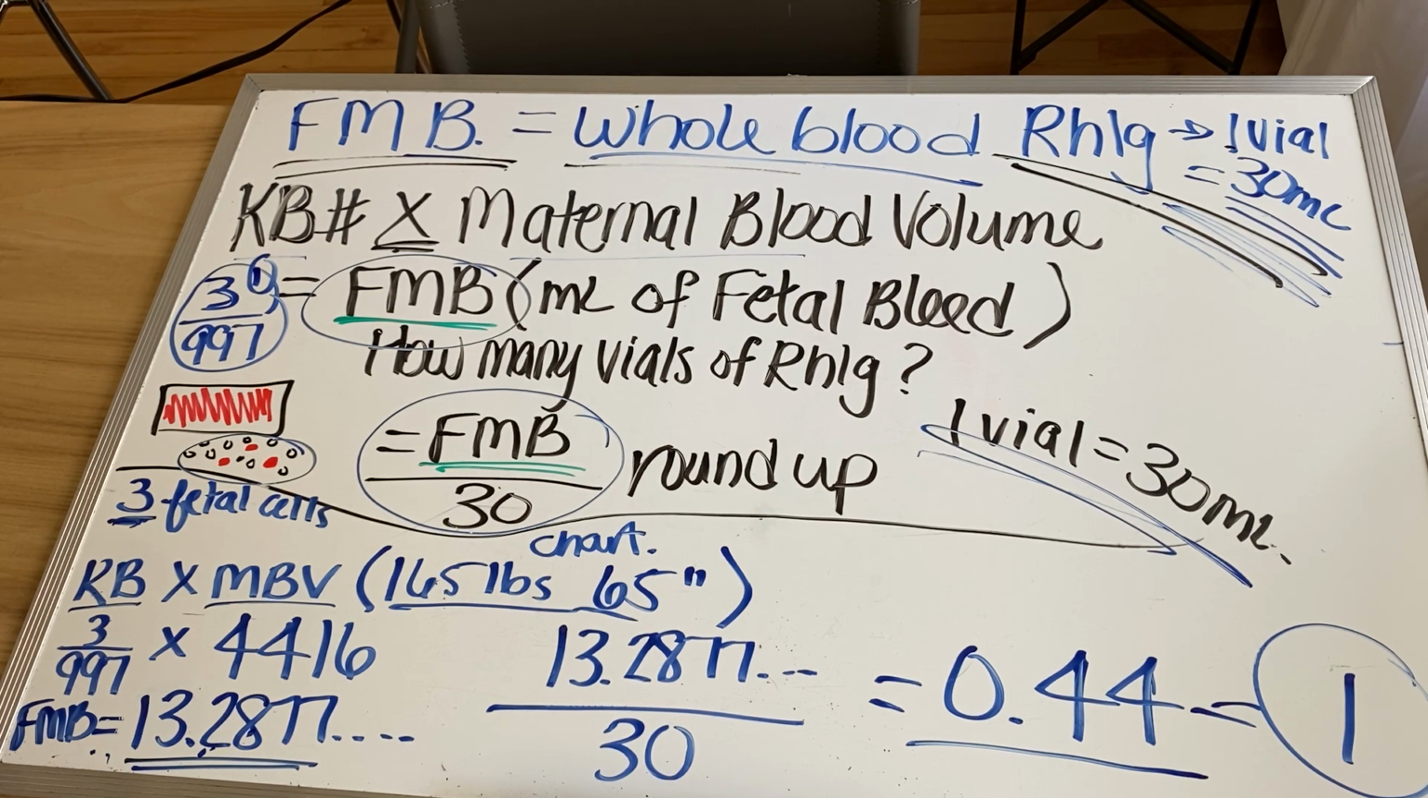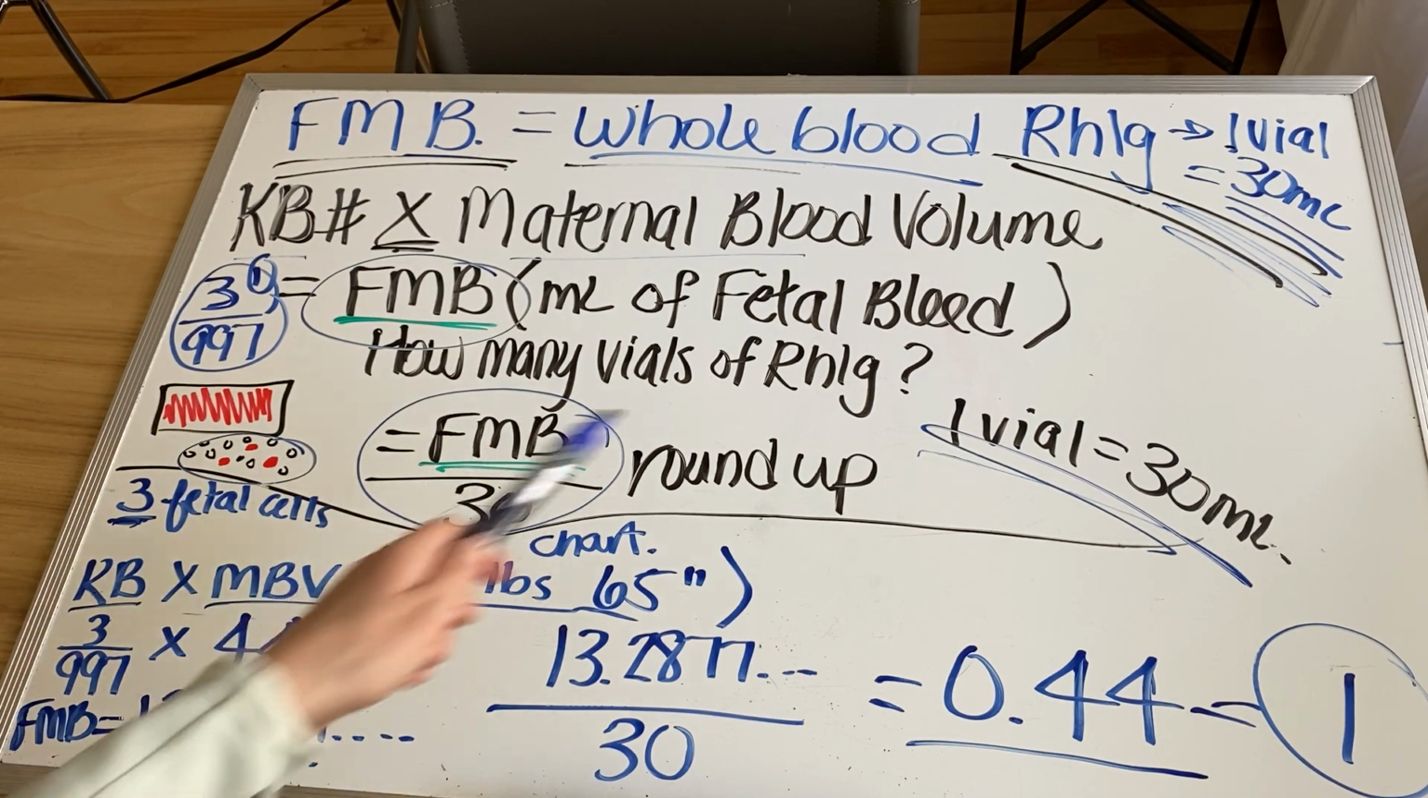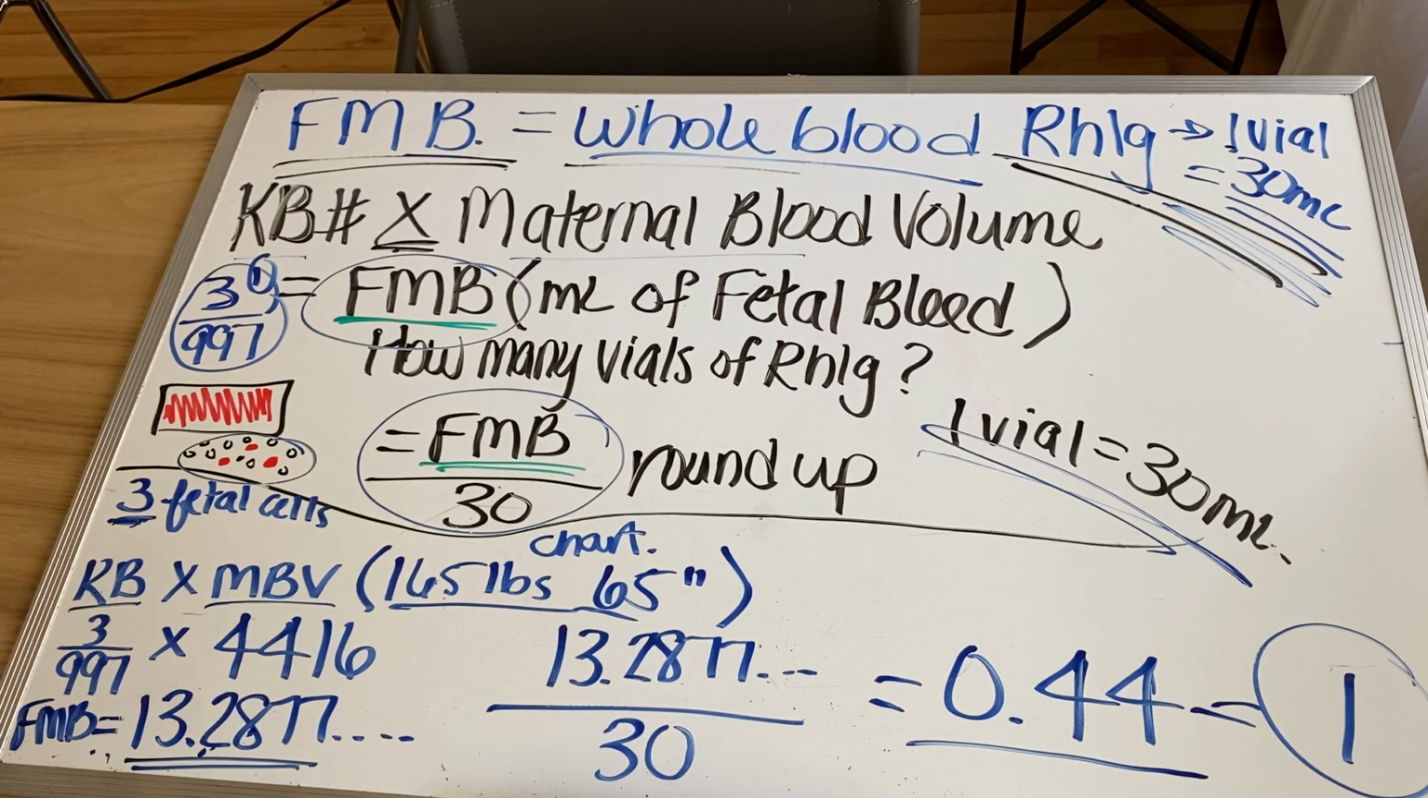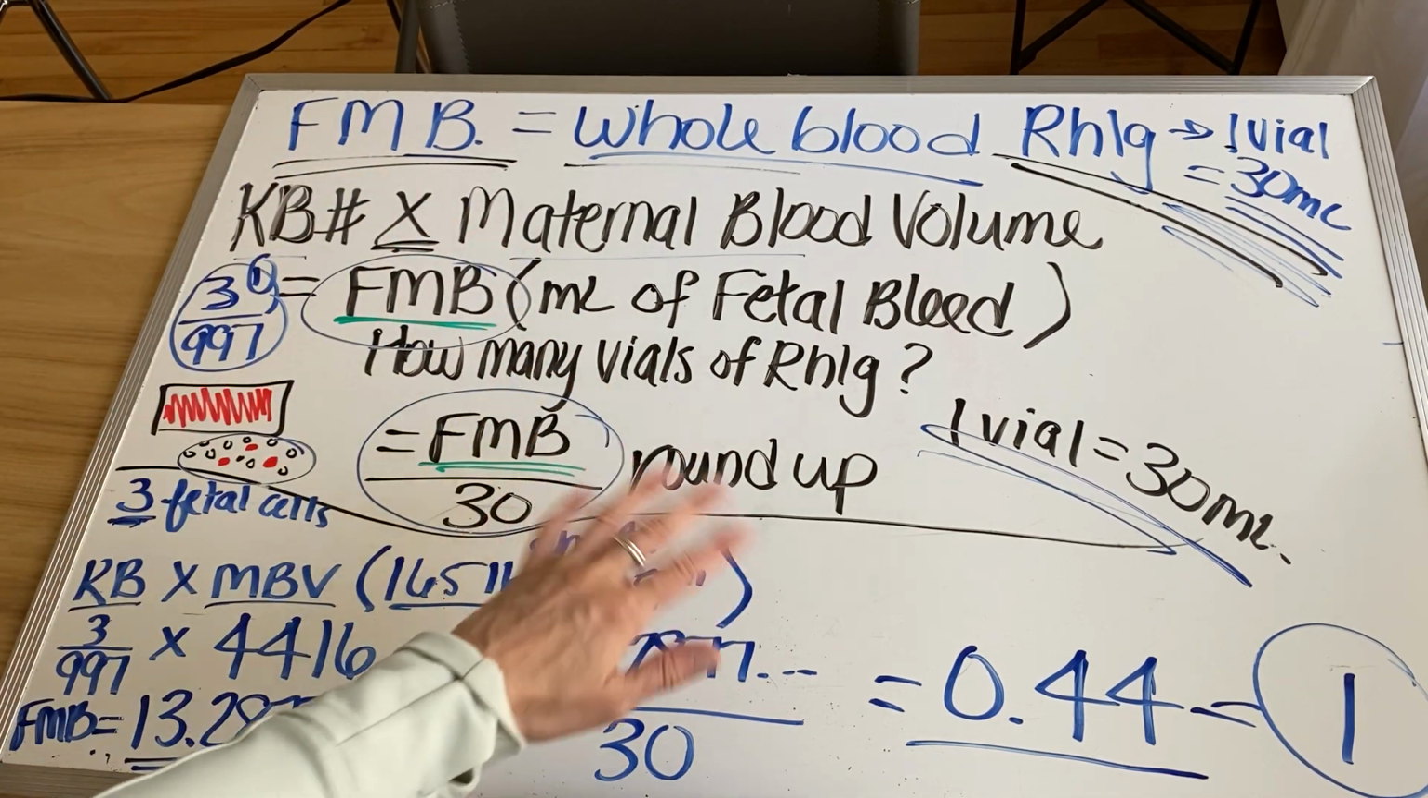Again, you have to know how to find the numbers to plug into the equation. So how do you get your KB? You count fetal cells against how many other adult cells are left. Count up to 1,000 and then divide the 2 numbers. Where do you get maternal blood volume? From the chart based on her height and weight. So just multiply those numbers together and then divide by 30, because that's how many mils are protected by 1 vial. So it's very simple, but you have to know where the numbers came from when you plug them into each spot here.